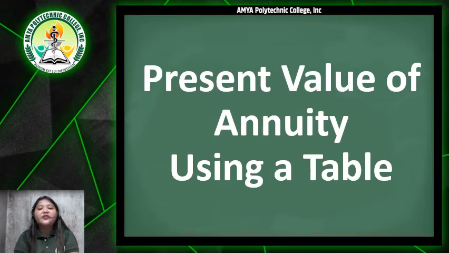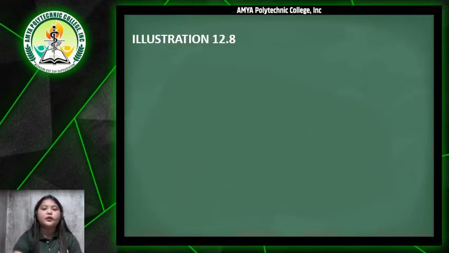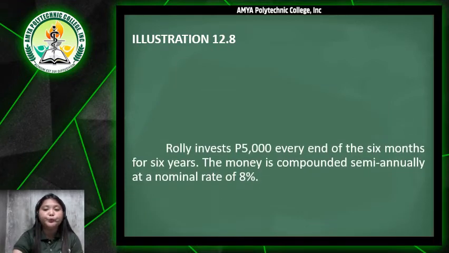Next, we have the present value of annuity using a table. So in case the computation of the present value of annuity does not use scientific or financial calculators, the process can be performed with the aid of the present value of annuity factor shown in Annex B. So here we have another illustration or example problem.